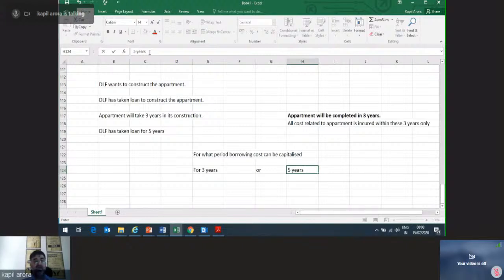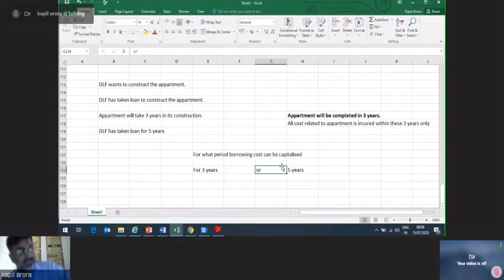Right? How should I add? If companies are given the option, they will always choose 5 years. Why? Because that interest is not going to the profit and loss account. Interest going into the profit and loss account reduces my profit, which I don't want. Instead of reducing my profit, I can add it to the value of the asset. So that is the reason borrowing cost comes into the picture.